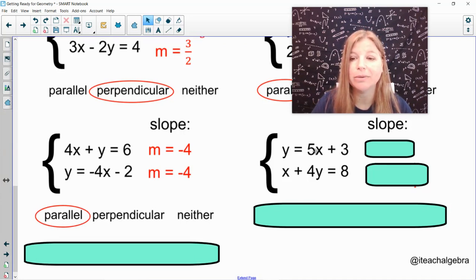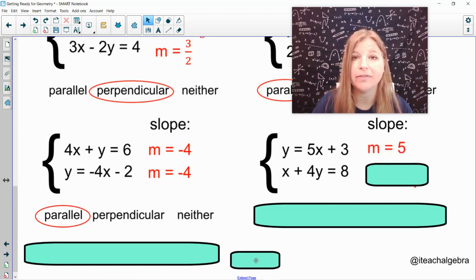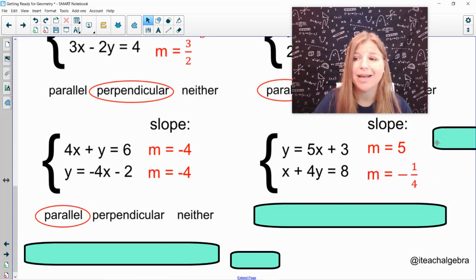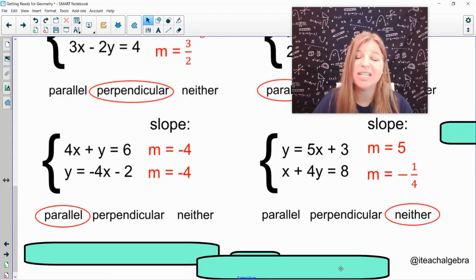Last one, y equals 5x plus 3. I can tell my slope is a positive 5. In the second one, x plus 4y equals 8, it's in standard form. So my formula is negative a over b, so negative 1 over 4. And those slopes are not the same. They're not negative reciprocals to each other, so they're neither. They're just going to be intersecting lines.